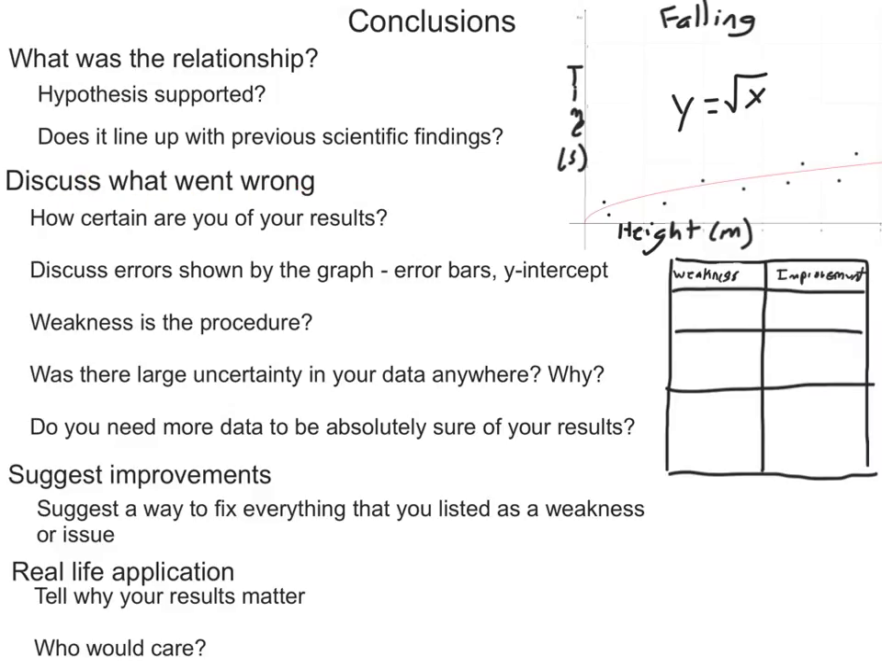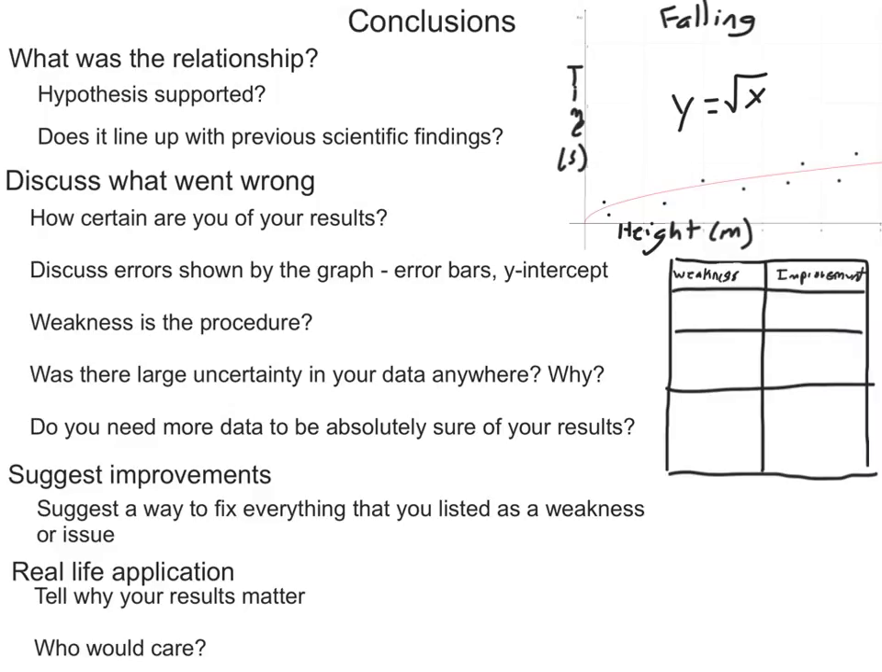Second thing, after you discuss what the relationship is, discuss what went wrong. How certain are you of your results? I mean, how good do you feel about all of this? And you have to support it with evidence. You can't just say, this is great, I know it. Discuss the errors shown on the graph, and that's your error bars, right, on all the data points here. Look at where it intersects the y-axis. If it intersects someplace besides 0, 0, and that doesn't make any sense, well, you would want to talk about that. Are there any weaknesses in your procedure?